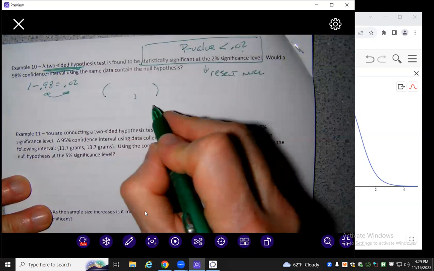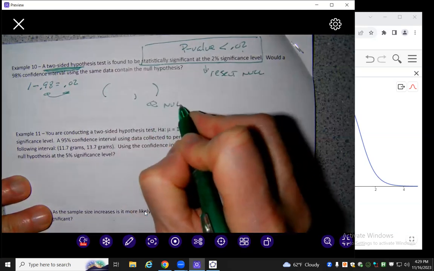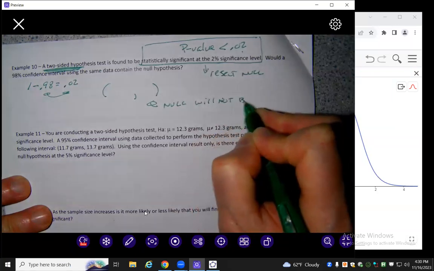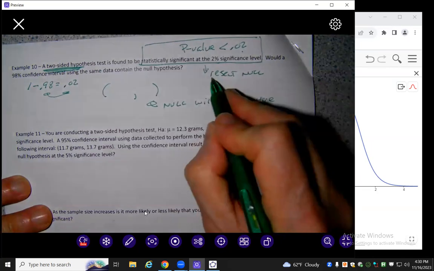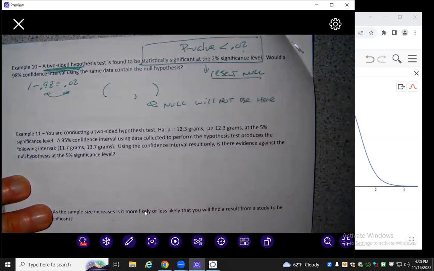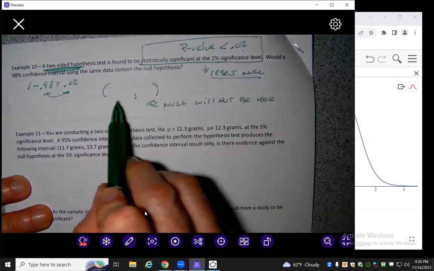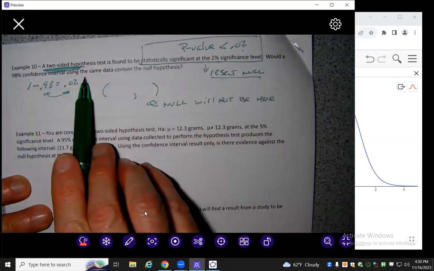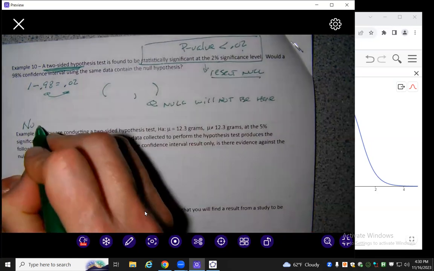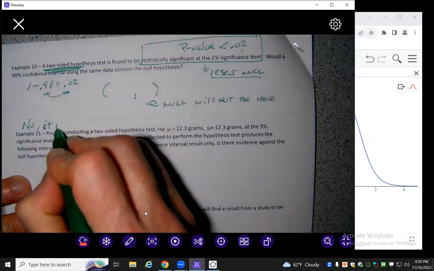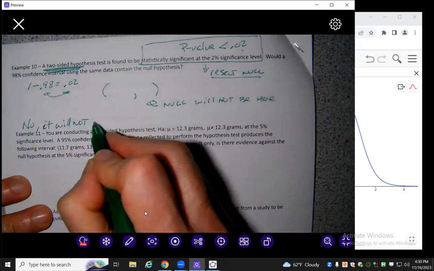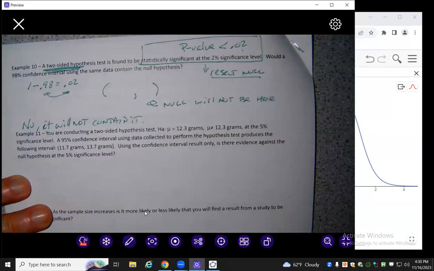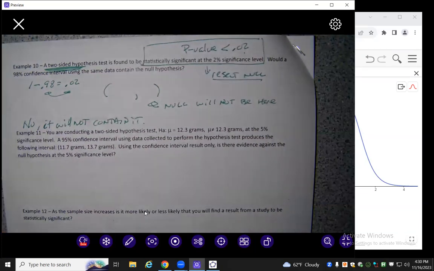whatever these two values are, the null will not be in here. Why? Because that's the only way we can reject the null. We reject the null when the null is not inside this. So would a 98% confidence interval using the same data contain the null hypothesis? No, it will not contain it. All right, let's look at the next question here.